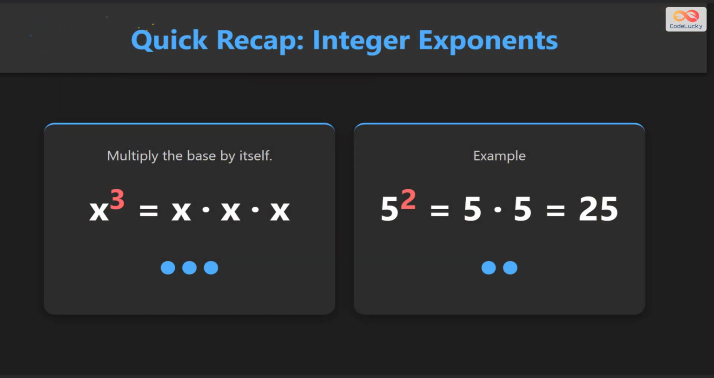Before we dive into fractions, let's quickly recall how integer exponents work. An exponent simply tells us how many times to multiply a base by itself. For example, x cubed means x times x times x, and 5 squared means 5 times 5, which is 25.